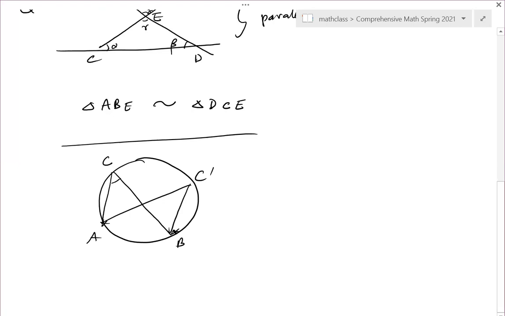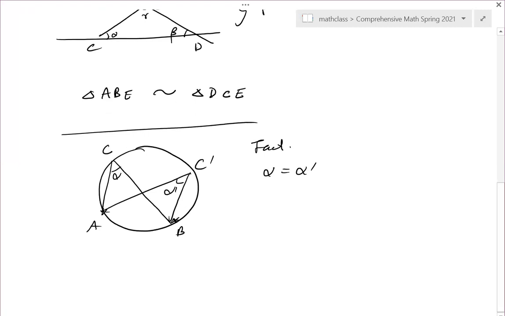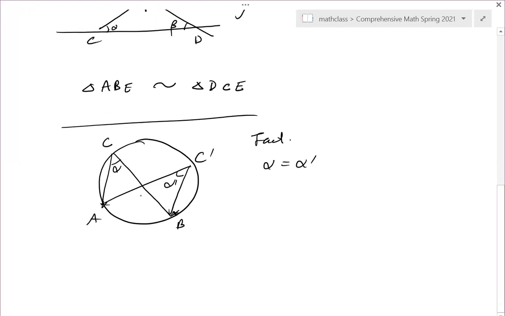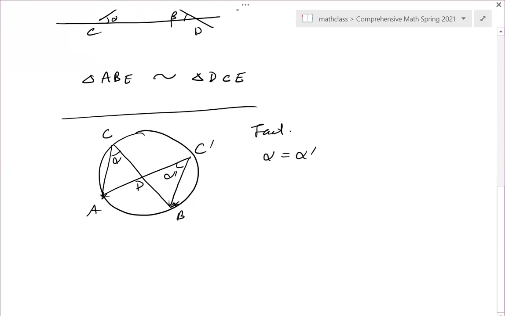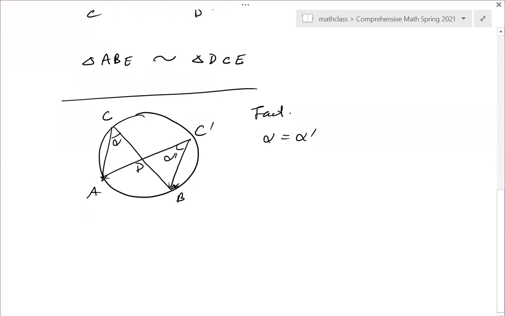We have the important fact here. This angle must be equal to that angle. Alpha must be equal to alpha. This is a fact. I'm not going to prove it here. This is a very important observation. Then I put a D here. Using this fact, we can show that those two triangles are similar.